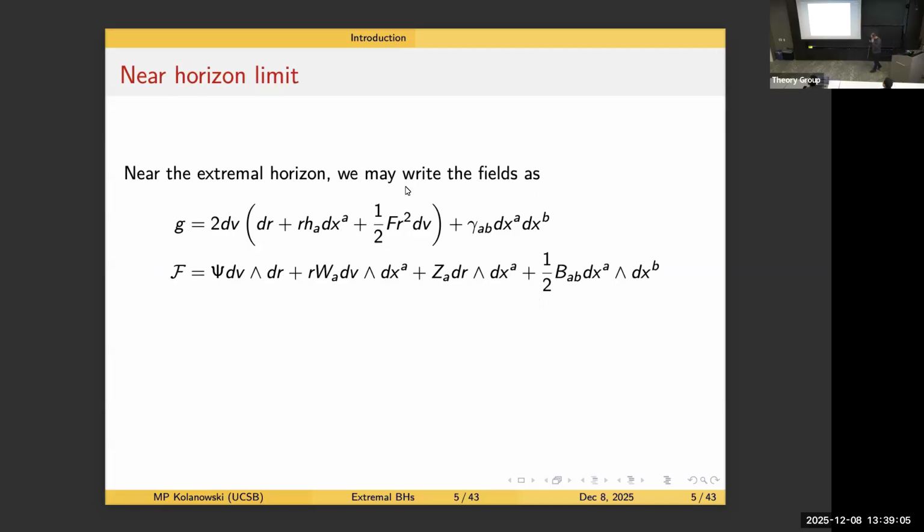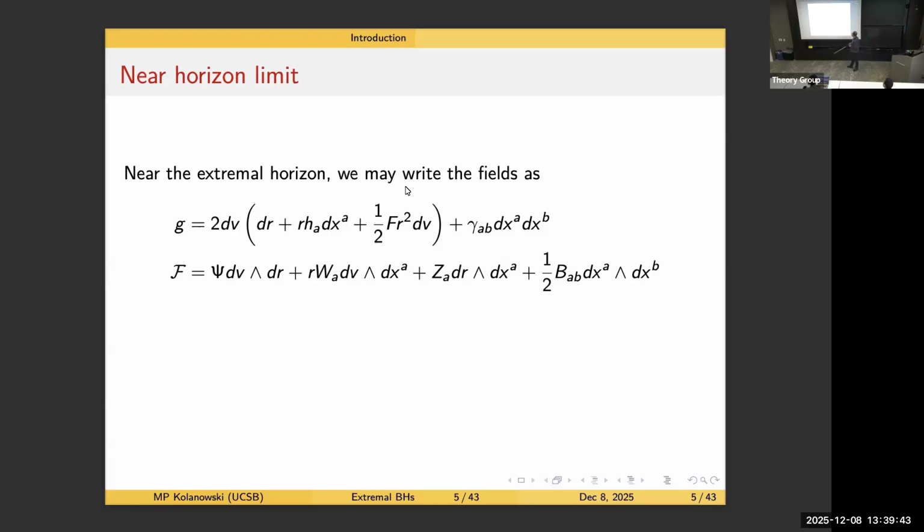Okay, one thing that will be useful, just to set the stage in the introductory part, is how space-time and maybe other fields, if we have them, can look close to the horizon. So if we're near the extremal horizon, we can write our metric and maybe Maxwell field in this way. All these functions are supposedly regular at the horizon. We'll see what that means. And the fact that this is an extremal horizon comes up here.